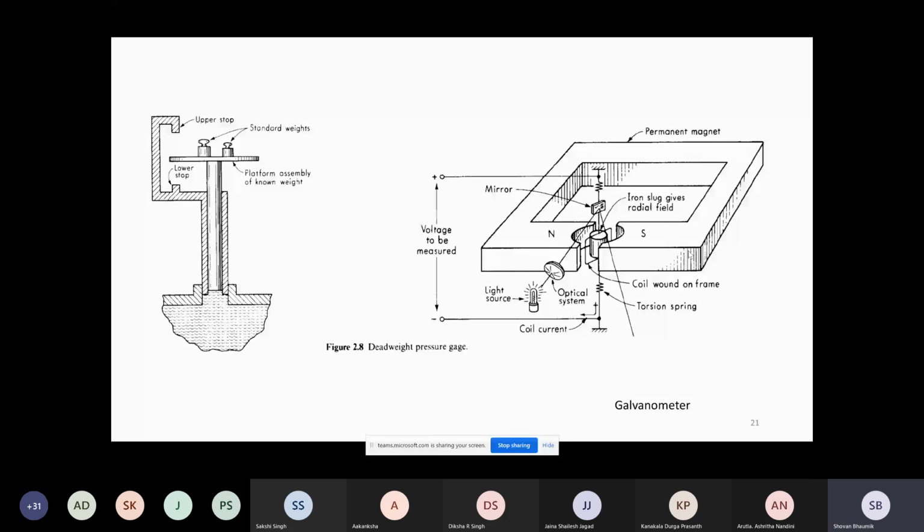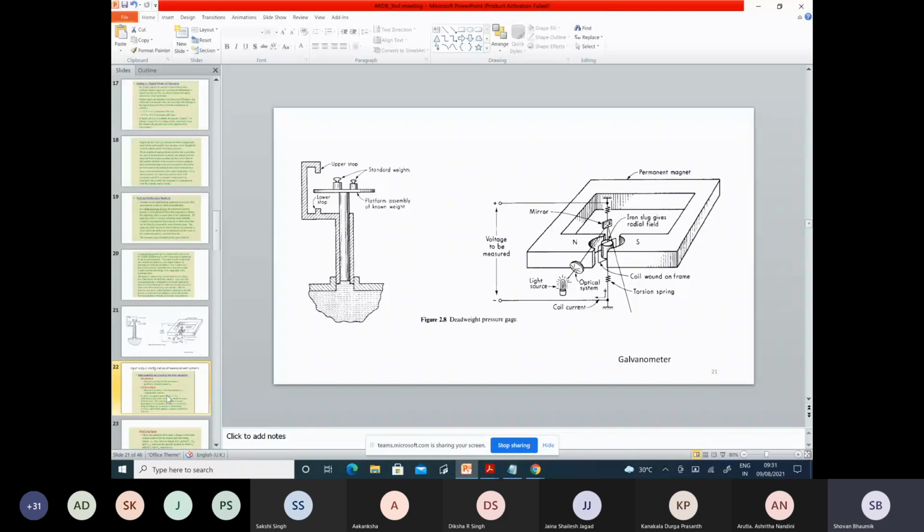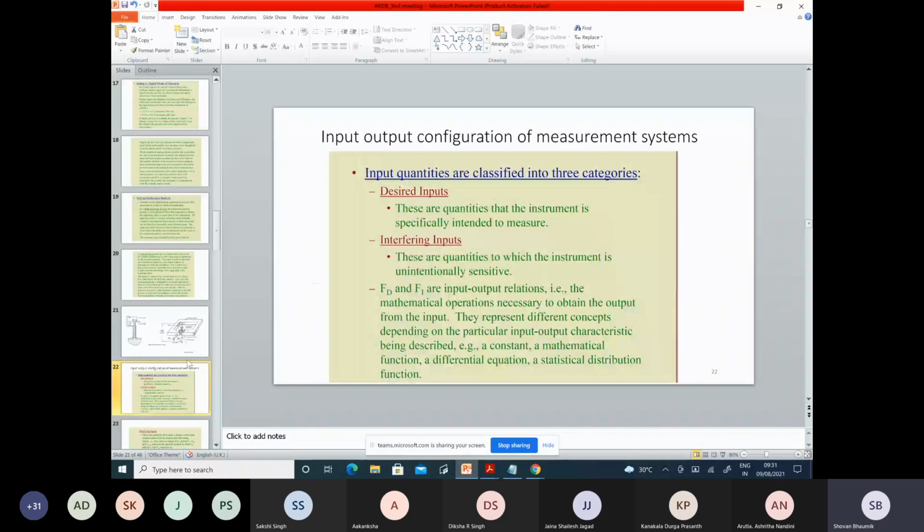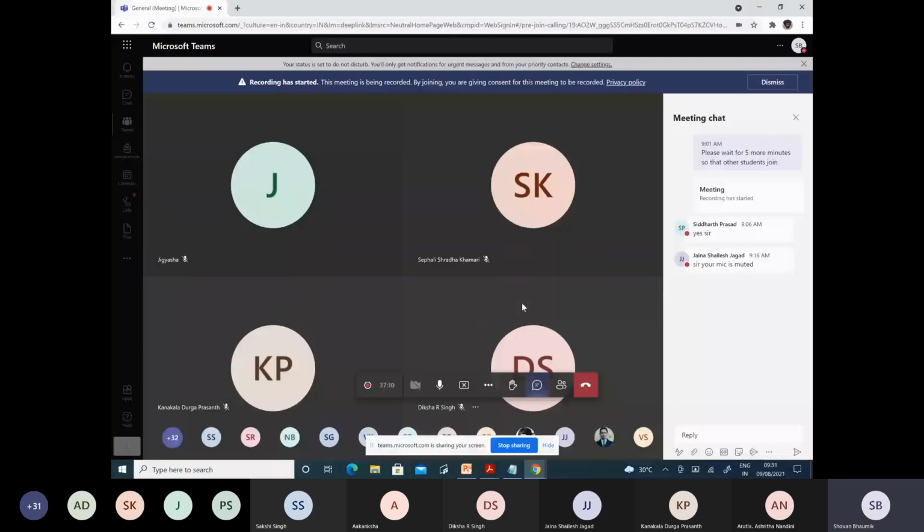Now tell me if you have any query, because next I'll move to some other discussion. If you have any query, please ask or write over the chat box, whatever you like. Okay, as there is no query, let's move to the next part.